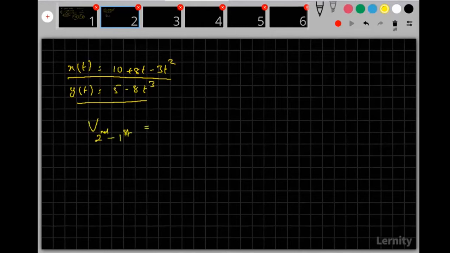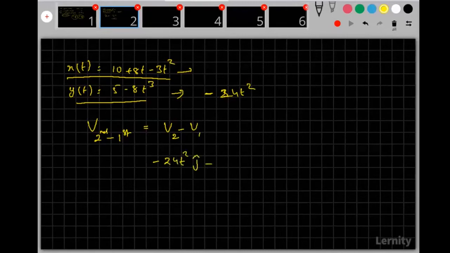So very simple. Velocity of the second particle with respect to the first particle is velocity of 2 minus velocity of 1. Now velocity of 2 is simply equal to the differential of this. So it is minus 24 t squared j cap minus, it will become 8 minus 6t i cap.